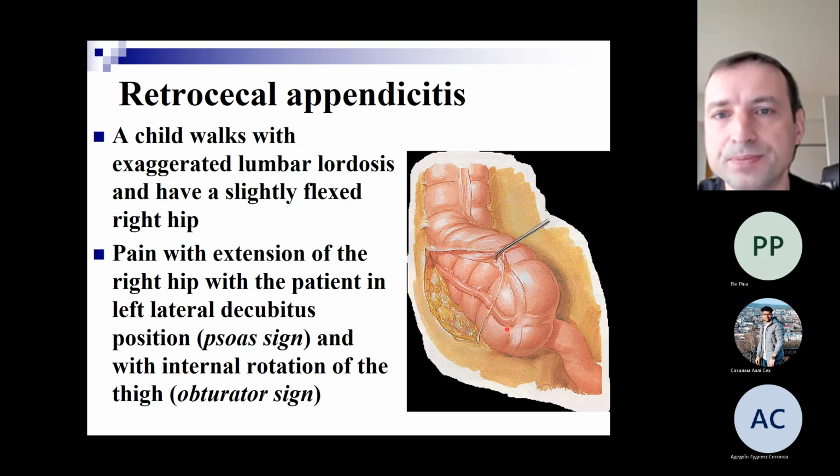Retrocecal appendicitis. You see it's behind the cecum. The clinical presentation is rather different because inflammation spreads to the lumbar muscle. A child walks with exaggerated lumbar lordosis and has a slightly flexed right hip. Pain with extension of the right hip with the patient in the left lateral decubitus position is the psoas sign, and pain with internal rotation of the thigh is the obturator sign, in pelvic presentation.